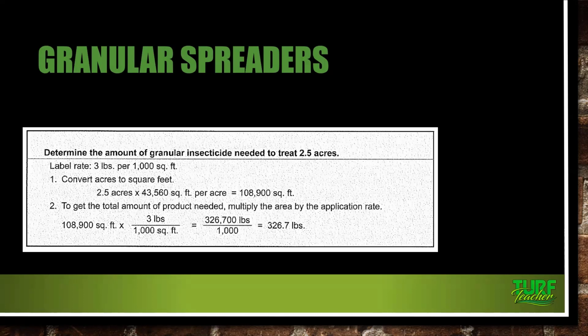And so to determine the amount of granular insecticide needed to treat 2.5 acres, with a label rate of 3 pounds per 1,000 square feet, convert the acres to square feet. We've got 108,900 square feet, 2.5 times 43,560. To get the total amount of product needed, multiply the area by the application rate. 108,900 square feet times 3 pounds per 1,000. We've got 326,700 pounds divided by 1,000. We need 326.7 pounds to do the 2.5 acres. So roughly, over 6 bags.